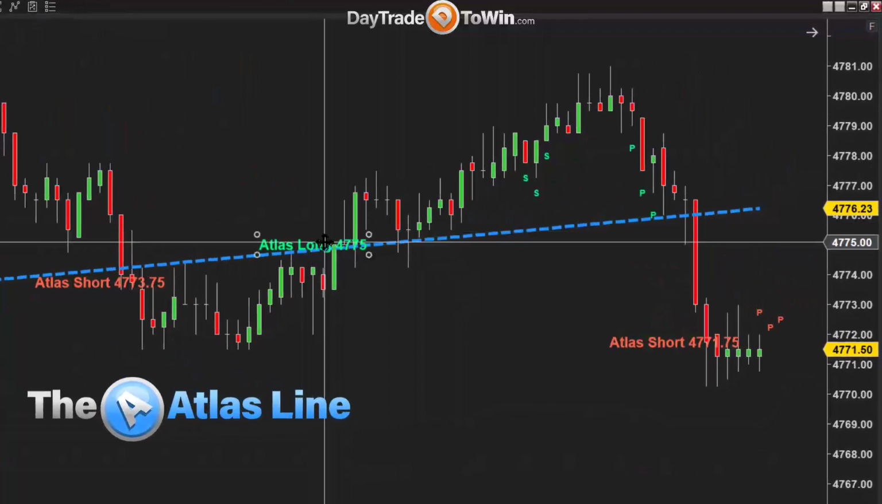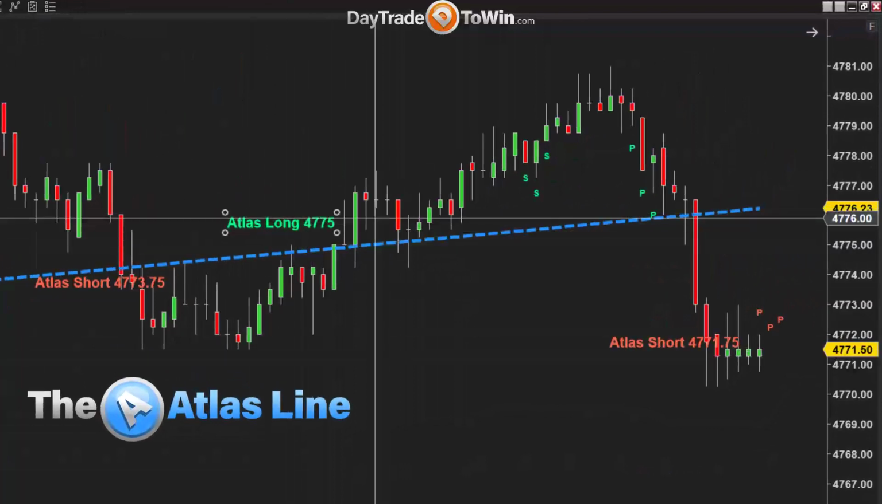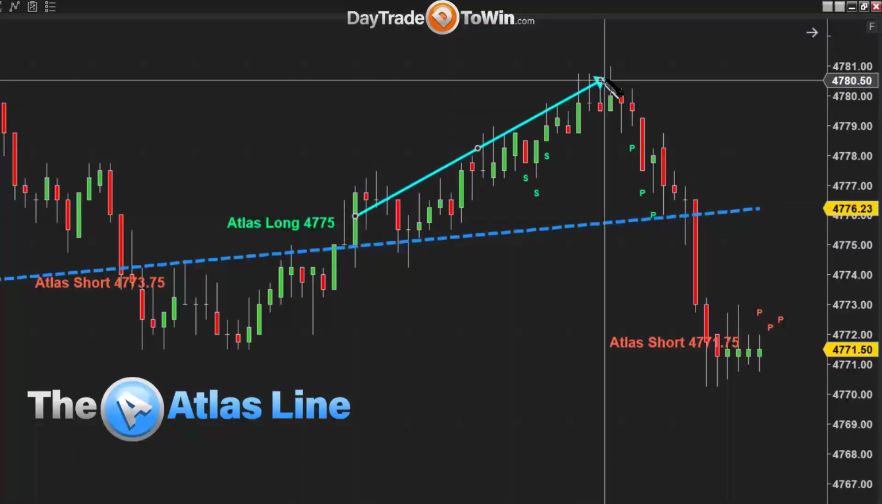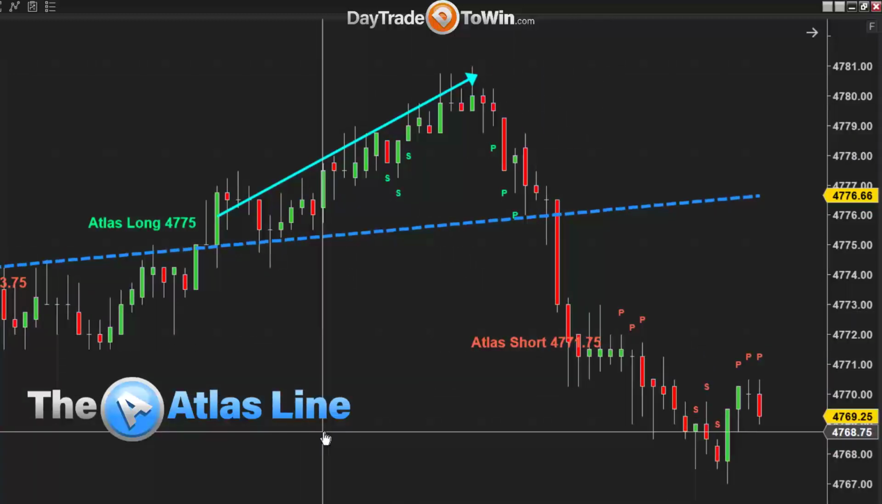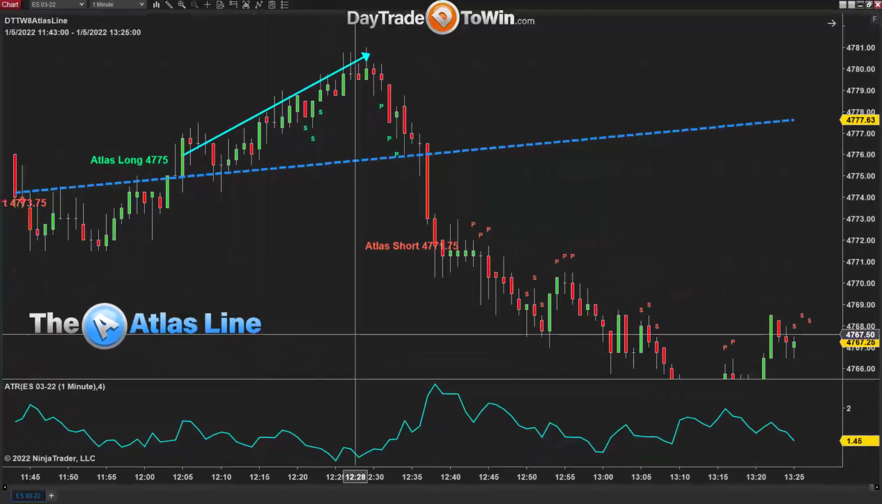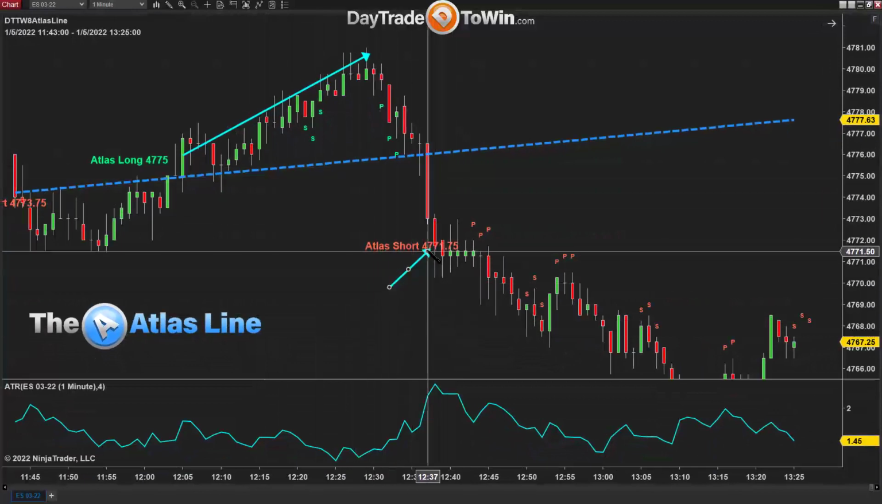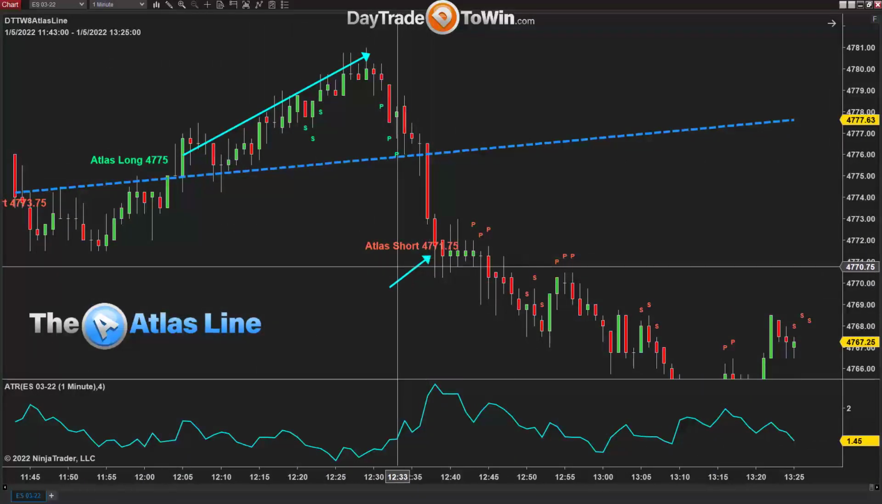The next signal occurred to go long. Now we're back above the Atlas line. This is only going to be a long trade, and the market went up, additional strength and pullback trades as well. Now we have the market crossing back below, once again, short signals. Now this is very simple.